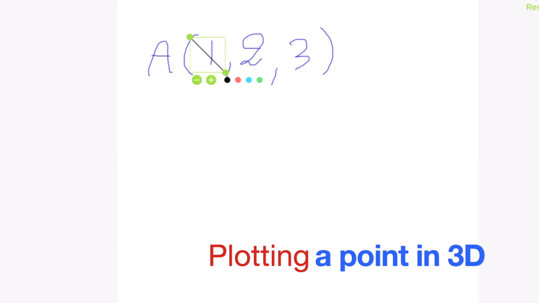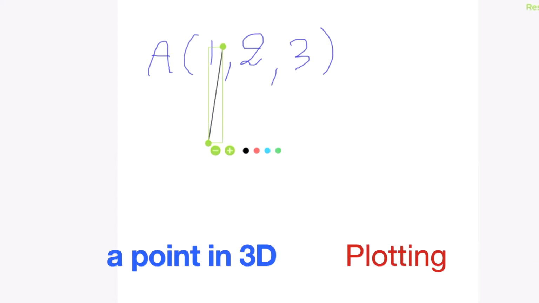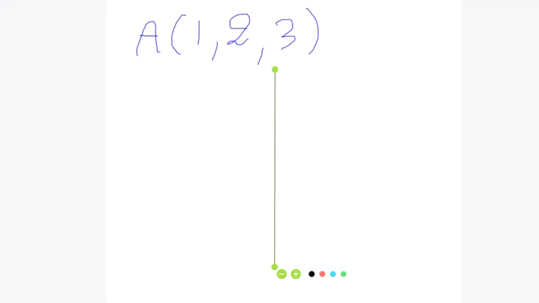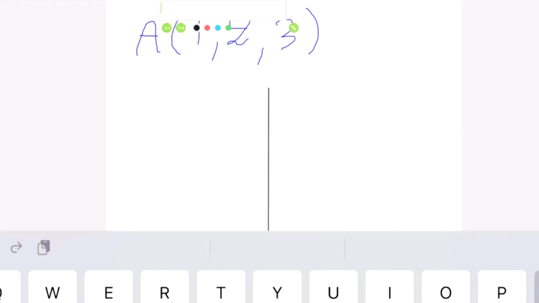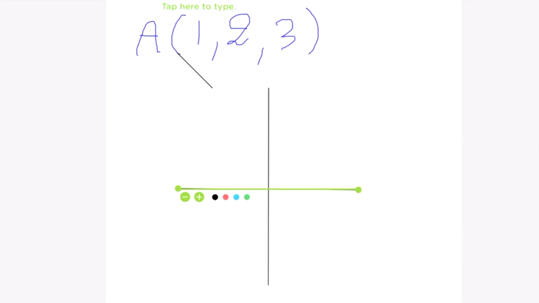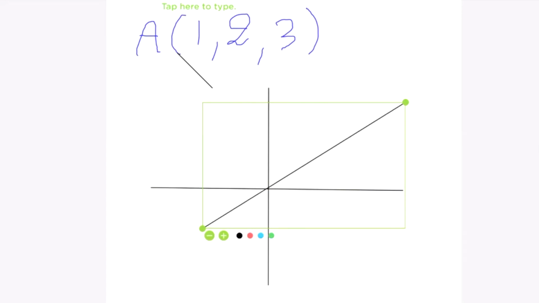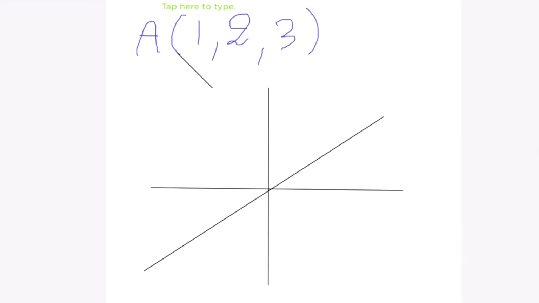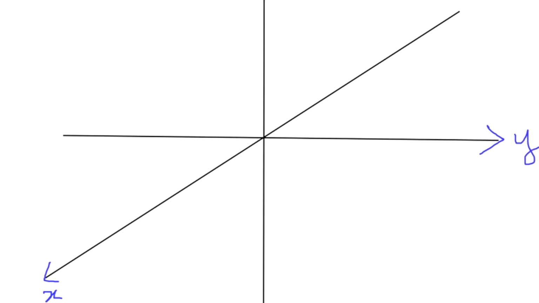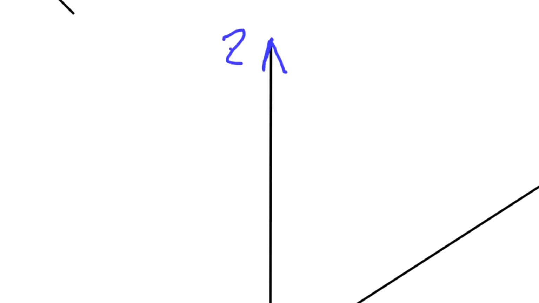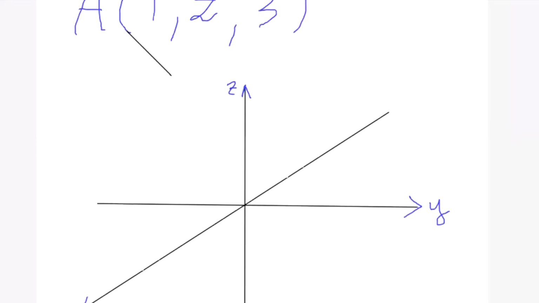This is how we plot this point. I need the axes first. So these are my axes. This is the y axis and the z axis. I need an x axis. Make sure you have 3 axes here. Well, they look like 3D, yes. So this is my x axis. This is y axis. And this is z axis.